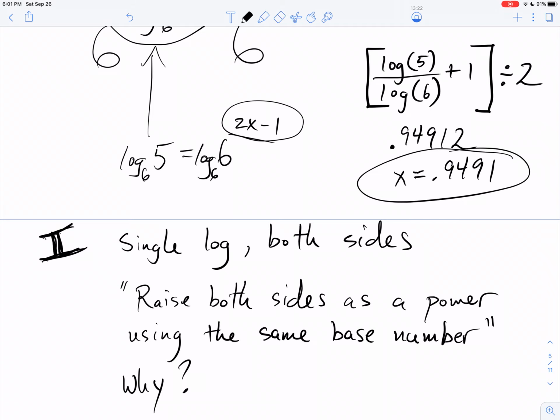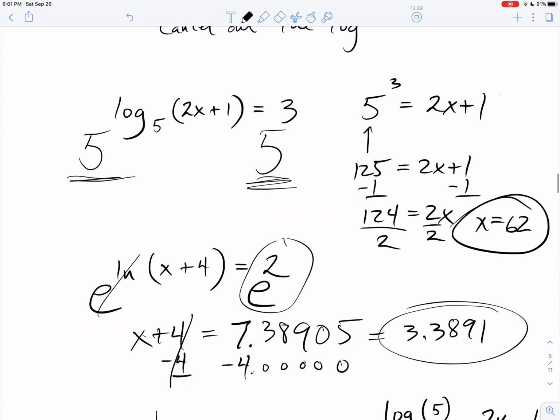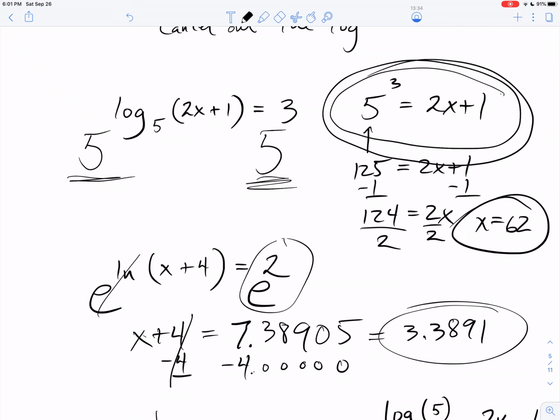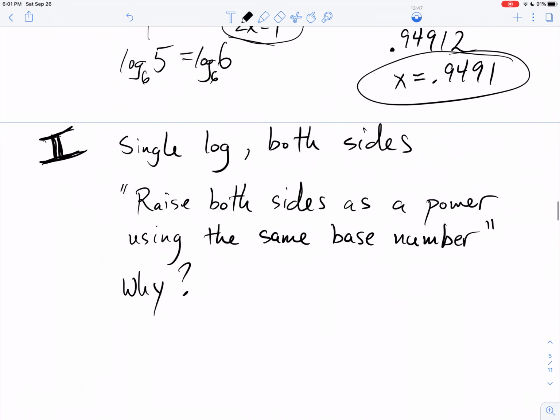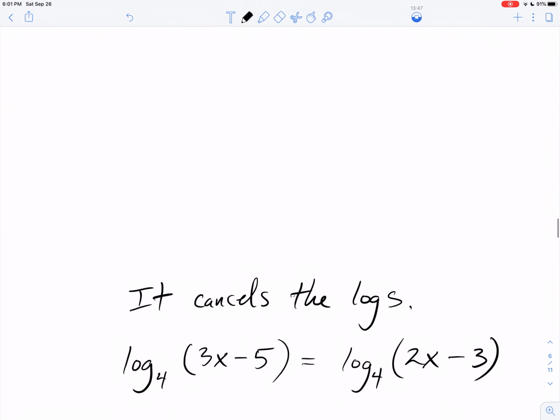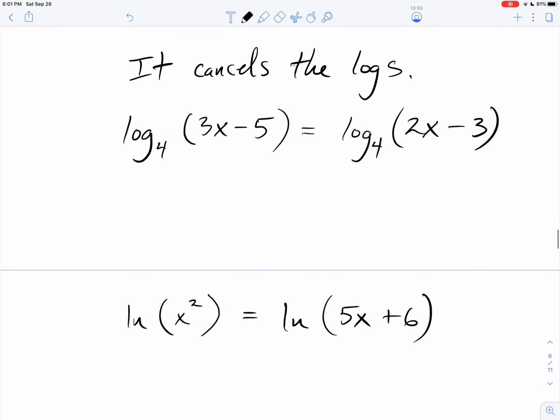Now, this is when you can't just convert. Base stays the base. Flip-flop. I can do that because this original problem here had a log only on one side. But here we go. It says single log both sides, raise both sides as a power using the same base number. Why? Because it cancels the logs. That's why. Let's take a look at these two examples here.